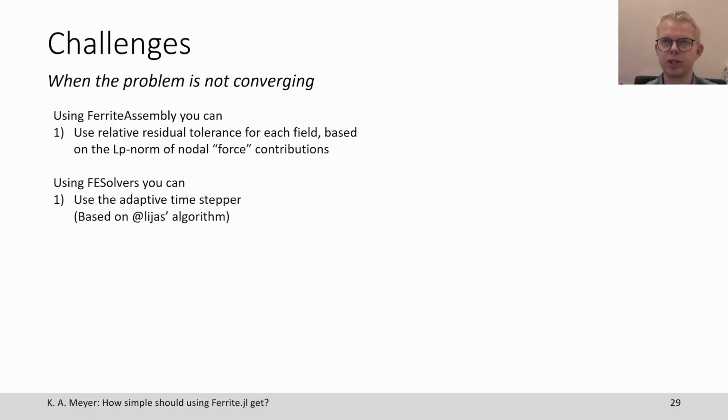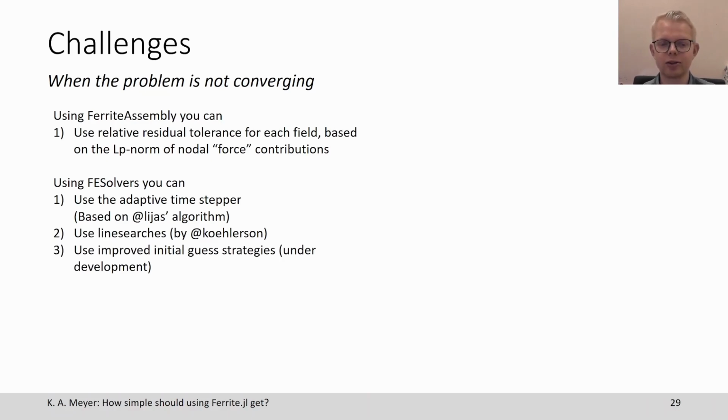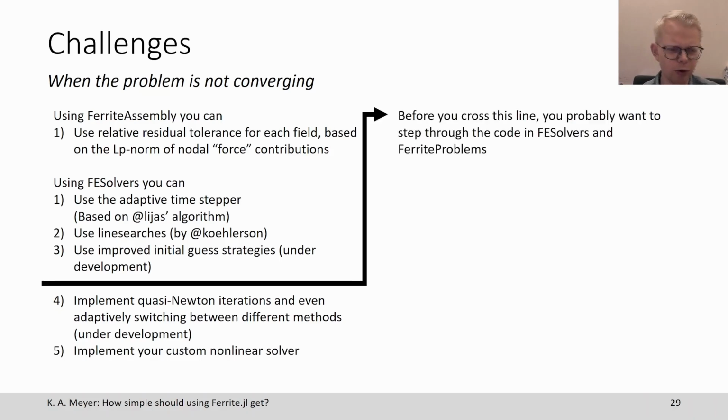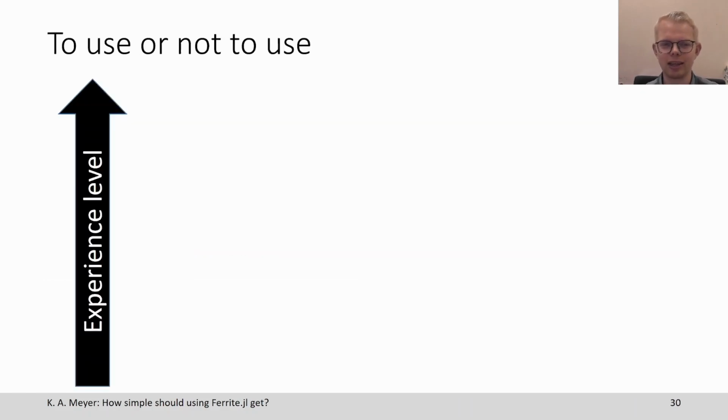Using FESolvers, you can, for example, use an adaptive time stepper. This is based on Elias' algorithm. You can use line search as contributed by Maximilian Köhler. You can use improved initial guess strategies, a bit under development still, but they still work quite well. You can even start implementing quasi-Newton iterations, even adaptive switching, as I showed before, which is also under development. Or you can implement your own custom solver. But before you go down here, you're probably going to start stepping through all the packages. And that's when it gets a bit tricky to use. If you have to step through the packages that you're using to understand why your things aren't working, I think that's a sign that the package isn't really mature enough, or it's not working out as nicely as it should. You need to be a developer almost to use it.